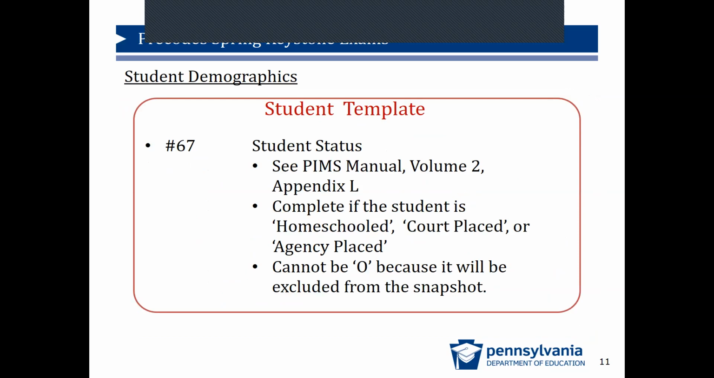Field number 67 refers to student status. Please see Appendix L in PIMS Manual Volume 2 for further guidance. Values of note include homeschooled, court-placed, and agency-placed. Value O denotes a student who is non-public. Non-public students will be excluded from the snapshot.